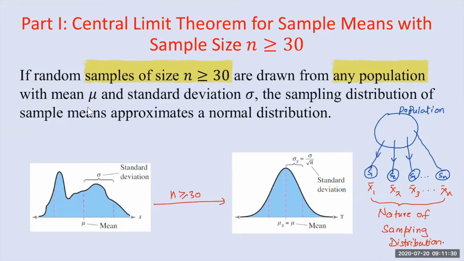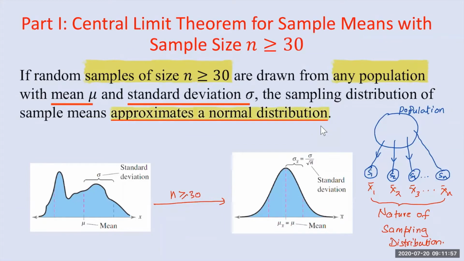Say the mean for the population is mu, and the standard deviation for the population is sigma. Then if we calculate the mean of each of these samples and draw the distribution, this sampling distribution will be approximately a normal distribution.